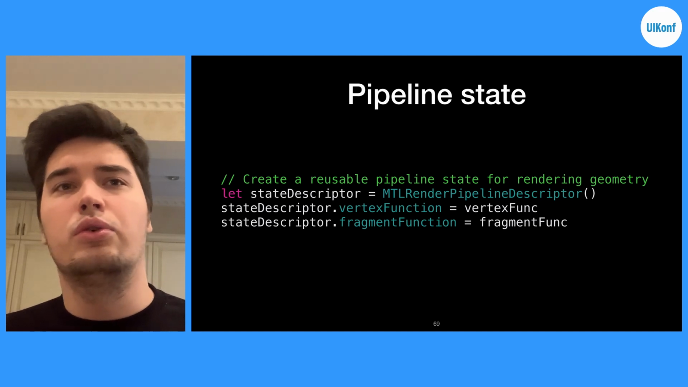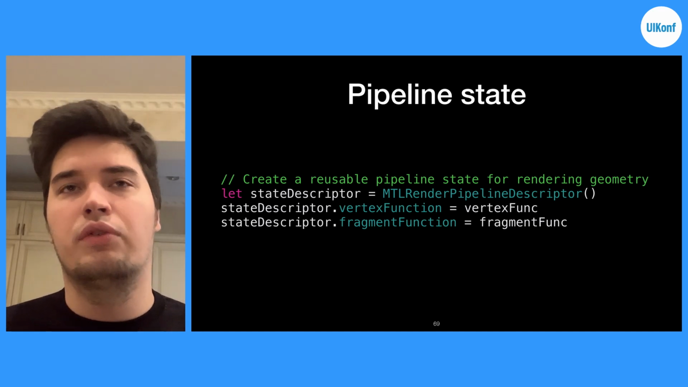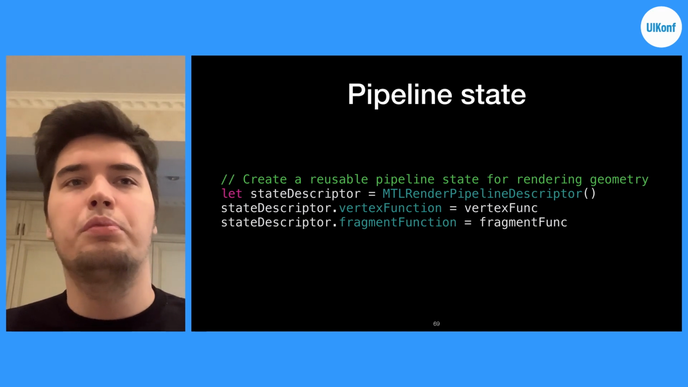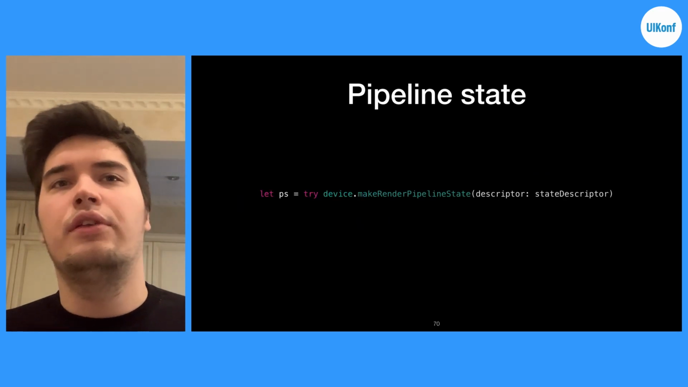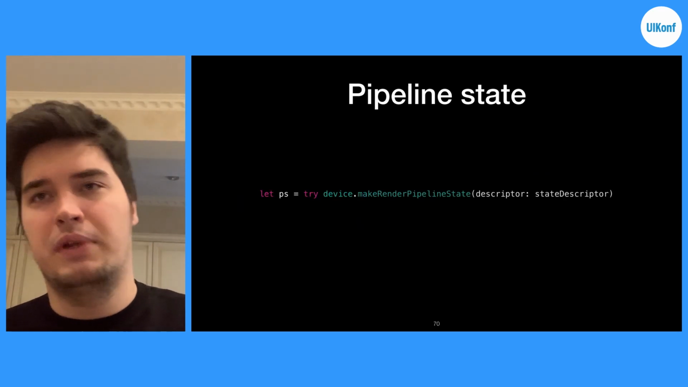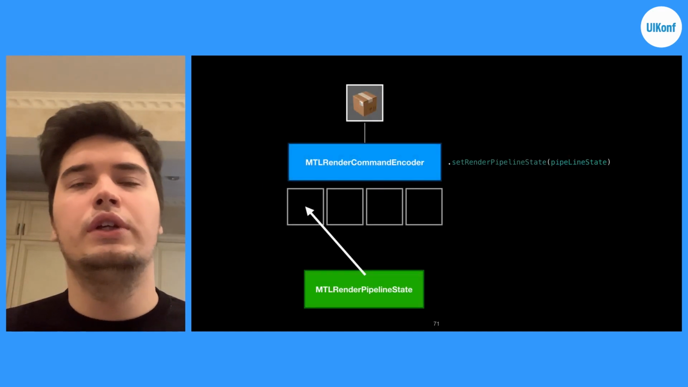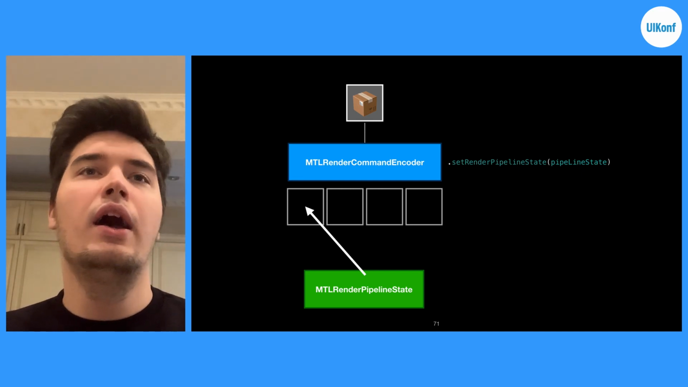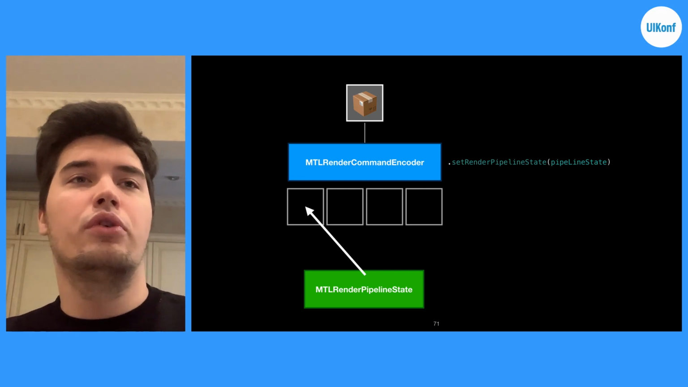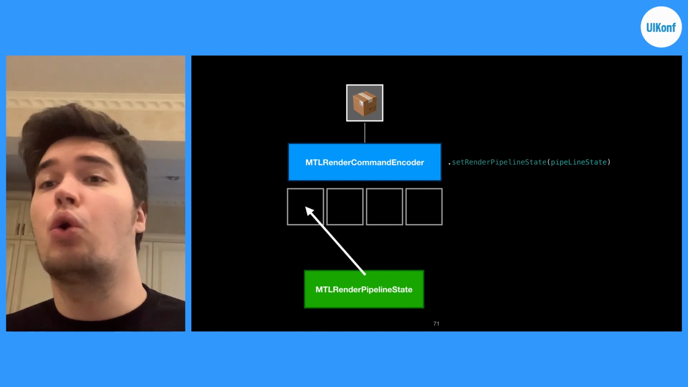Descriptors are created to prevent you from using huge initializers with a lot of default parameters. So you just create a descriptor, you override the properties which diverge from the defaults, and then you use your device in order to create a pipeline state with your descriptor. So in order to put in your ingredient, you just call set render pipeline state, and the pipeline state is put in the first slot. So you're ready to go right now, basically.